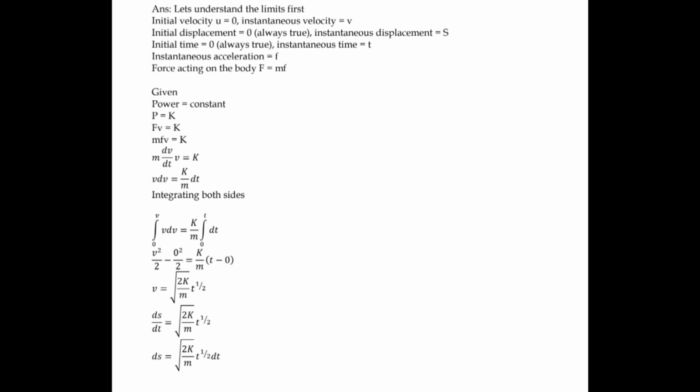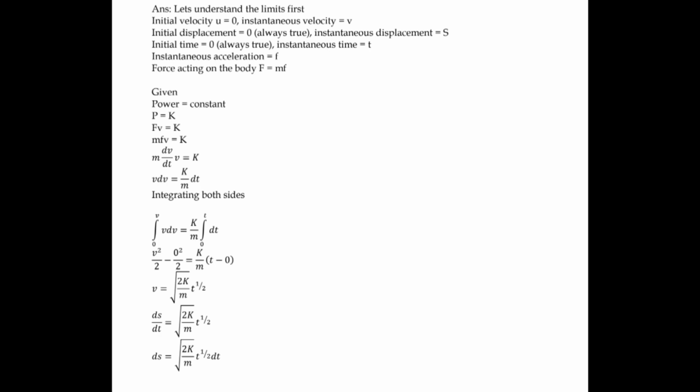Now we have to perform integration on both sides, but we should be very careful about the limits. On the left side, the limit of velocity will be from 0 to v, as the initial velocity was 0. Also on the right side, the limits of time will be from 0 to t, as the initial time was 0 as usual. So on integrating, we get the value of v as root over 2k by m times t to the power half.